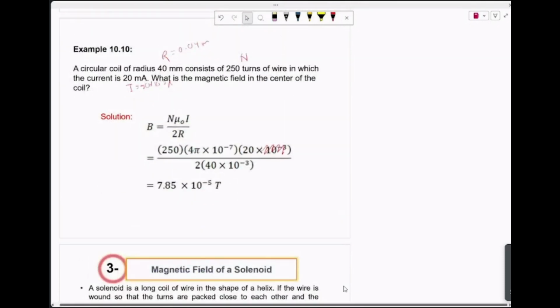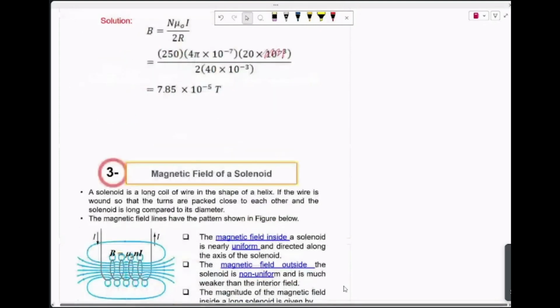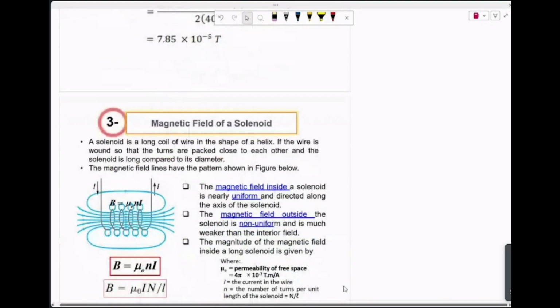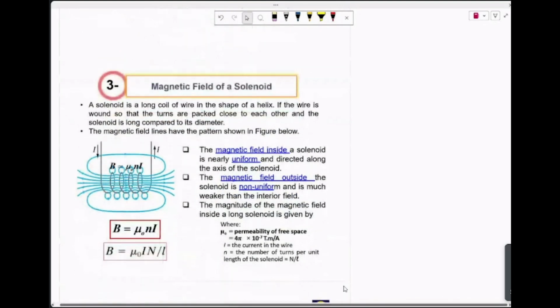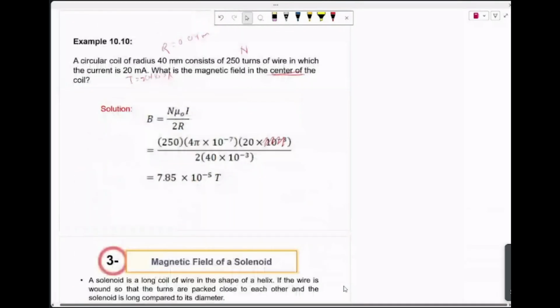But you need to see the question is at the center. So it's only valid for the center. This one you don't worry. There's no kind of question that you're going to be asked for any other place. Even if they don't specify at center, it should be at center.